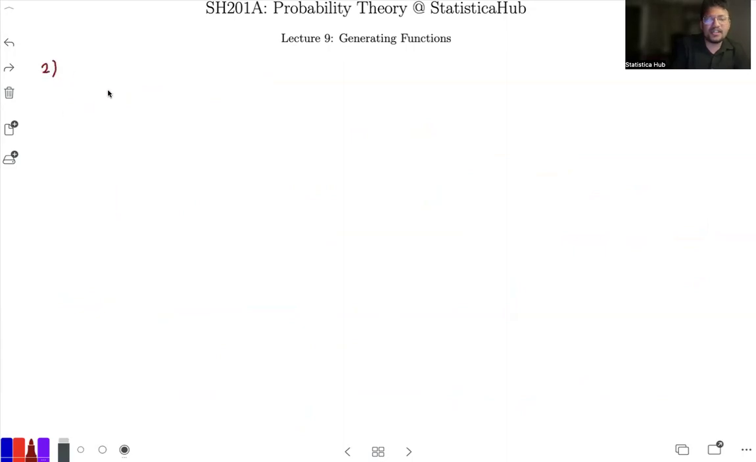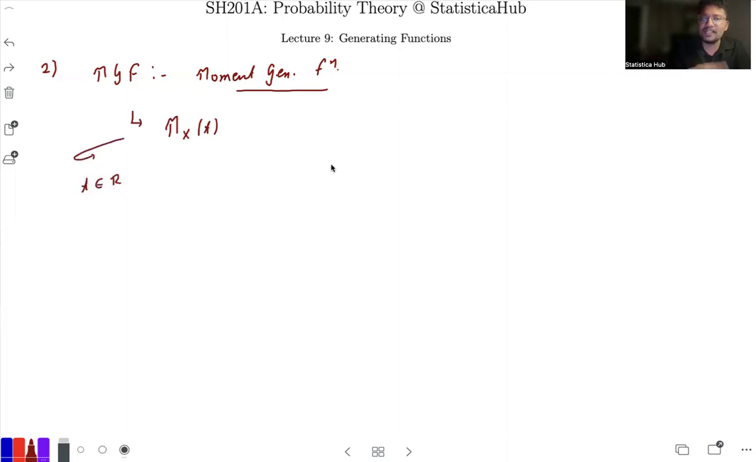The second kind of generating function that we have is the MGF, the moment generating function. As the name says, it is used to calculate the moments. We define the MGF as M_X(t), the moment generating function of the random variable X. About this t, we have a condition that t belongs to the real numbers. In the previous one, the s could be a continuous complex number also, but in this one, t must be a real number only.